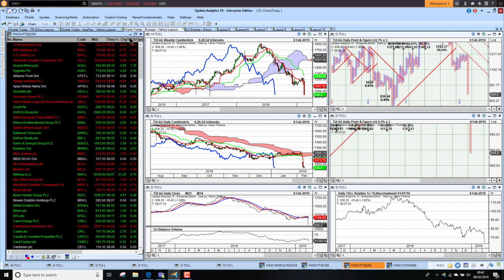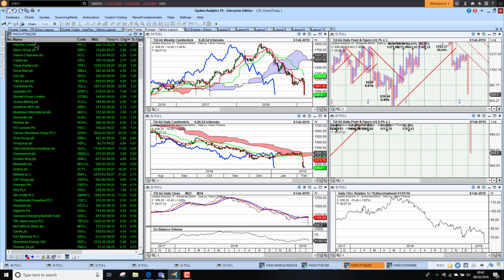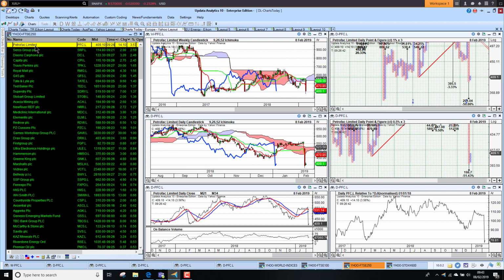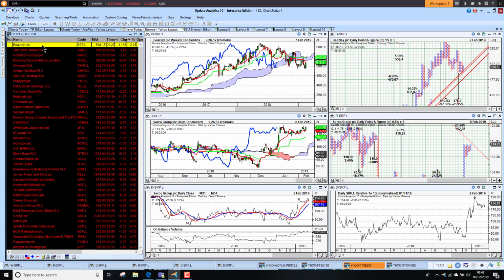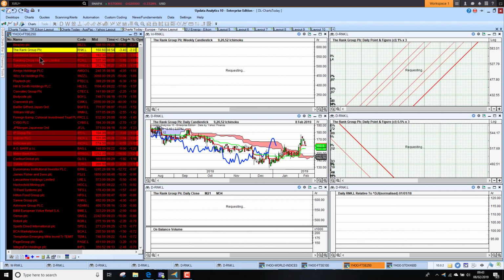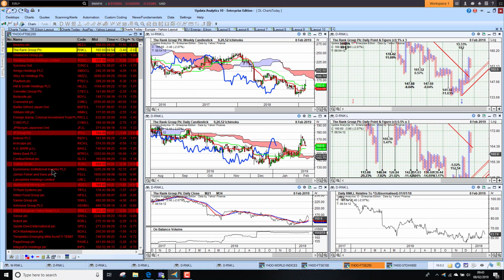The FTSE 250, looking at the mid caps in the UK, we've got Petrofac up 14%, so they've got a big jump this morning after a terrible dive yesterday, so that's a little respite there. Serco Group up 2.9%, so again we're just starting to see recovery here. That's looking actually quite an interesting recovery situation. Taking a look at the downside, we've got Beazley Group, Rank Group, and again here we see the live pricing coming in from Yahoo Finance.